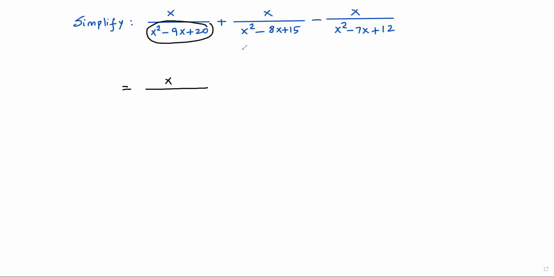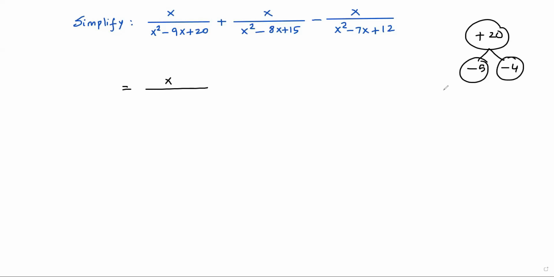To factor this quadratic expression, I take the constant term, positive 20. I have to get two factors of 20 whose product is positive 20, and when I add the two factors, the sum must equal the middle term, negative 9, the coefficient of x. So negative 5 and negative 4 will work, because when I multiply negative 5 and negative 4, it's positive 20, and when I add them, it's negative 9, which is what we have in the middle term. So the two factors of this quadratic expression are (x − 5) and (x − 4).